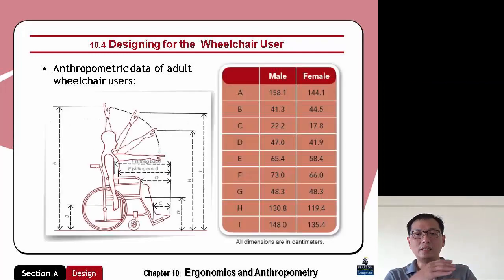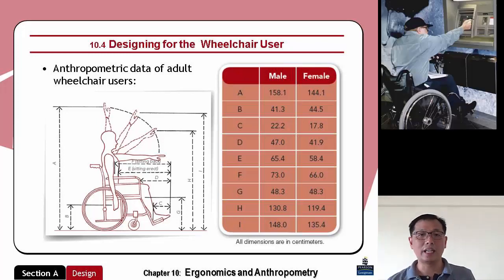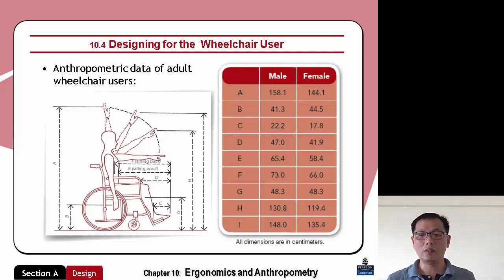Alright, so this is a typical table, male, female, which shows the different sizes, the different dimensions that you need to consider, the height that the person can reach, the length where the person is going to reach a button without bumping into the table, or where the toe is going to bump. Okay.